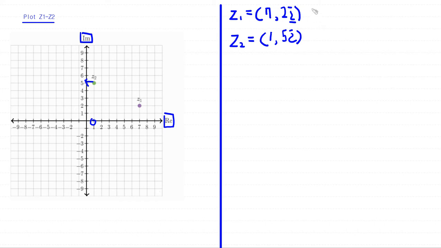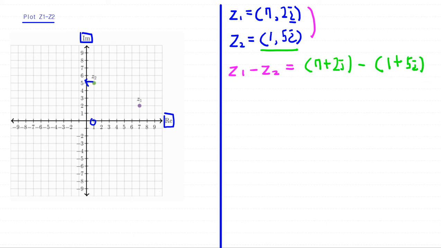So the question asks us, what is z1 minus z2? z1 minus z2 will be equal to 7 comma 2i. I will just write 7 plus 2i because it is all positive, which is in the first quadrant. So 7 plus 2i right over here, minus z2, which is 1 plus 5i.